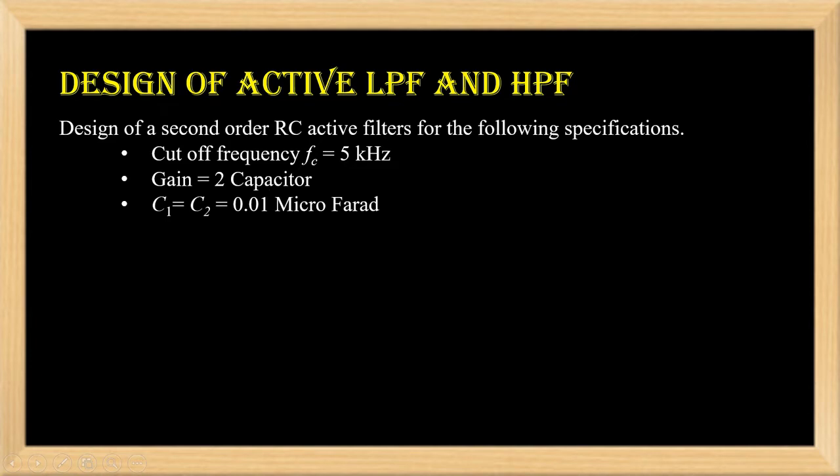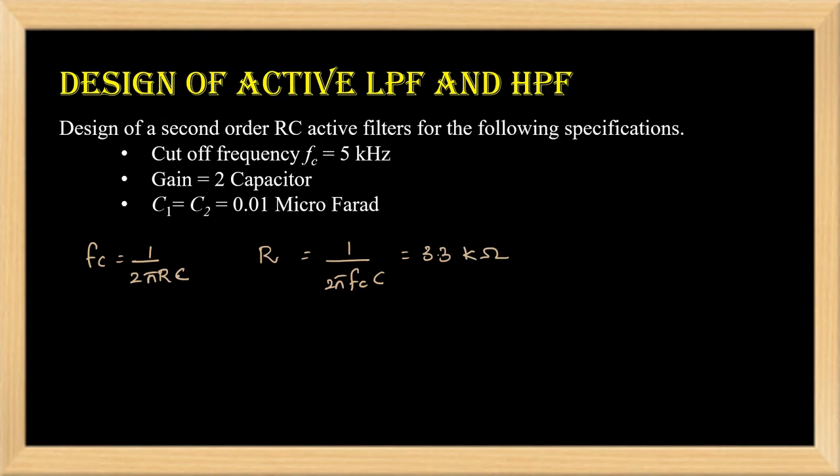Now we will see how to design an active low pass and high pass filter with a given specification. It is given that the cutoff frequency of the circuit is 5 kHz, the gain of the circuit is 2 and the C1, C2 value is 0.01 microfarad. So with this we have to design a second order low pass and high pass filter. We know that Fc is equal to 1 by 2 pi RC if we take R1 equal to R2 equal to R. So R will be equal to 1 by 2 pi Fc into C, which is nothing but 3.3 kilo ohm.